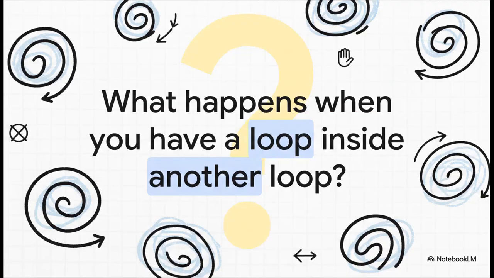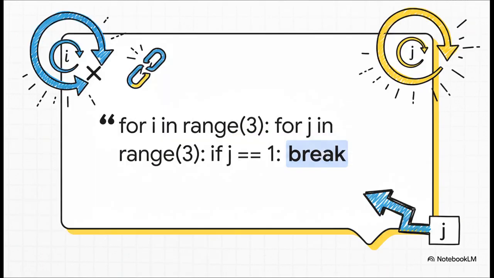But this brings up a really important question. And honestly, this is something that trips up a lot of people. What happens when you have a loop inside another loop? Nested loops. Which loop does break or continue actually affect? So, take a close look at this code. We've got an outer loop using the variable i and an inner loop using j. And right there, inside the inner loop, there's a break. So the question is, when j equals 1 and that break gets triggered, what happens? Does it stop the whole shebang or just that inner j loop?